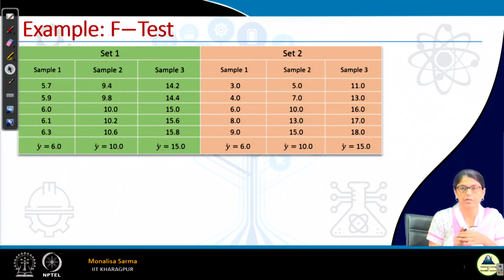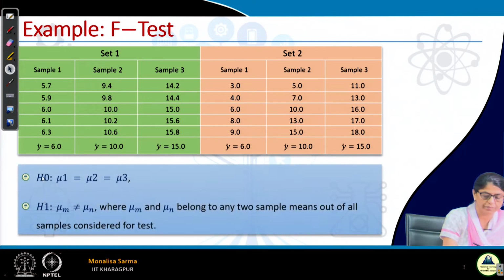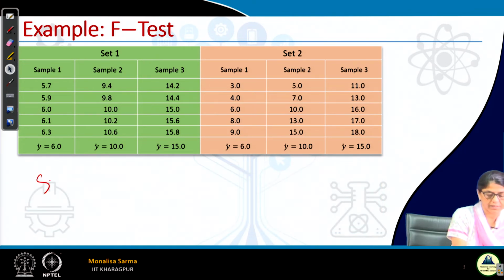So, if you want to calculate MS error, what you need to do is find out the variance from each sample. Suppose this variance is s 1 square, the variance of this is s 2 square, and the variance of this is s 3 square.